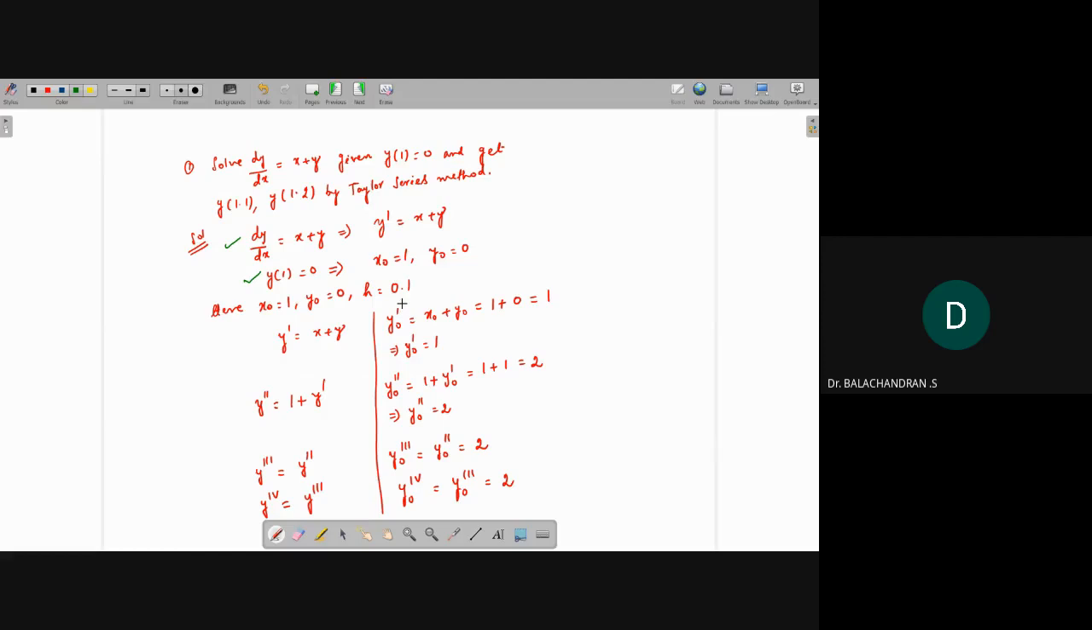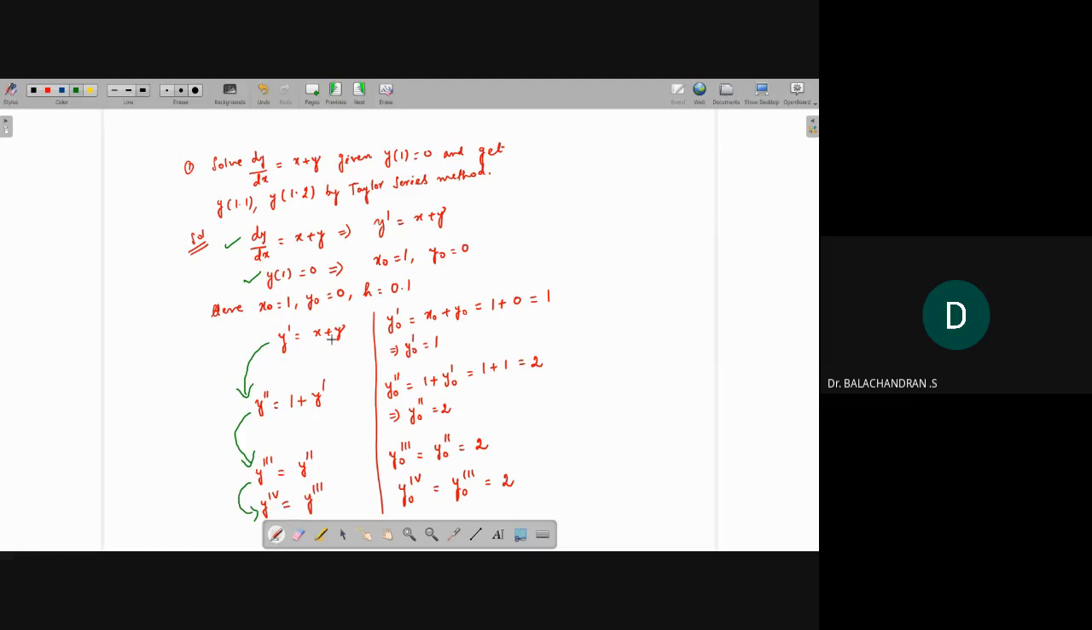Now, what is given in the question? y dash is equal to x plus y. From this, find y double dash. Y double dash is equal to, differentiating with respect to x, 1 plus y dash. If you differentiate again, y triple dash is equal to 0 plus y double dash. If you differentiate again, y fourth dash is equal to y triple dash. I think you know how it behaves hereafter.